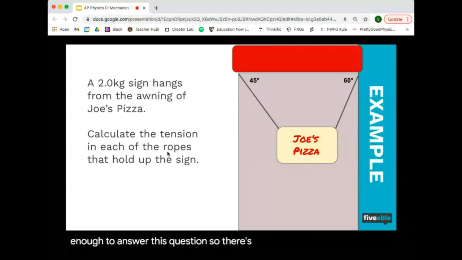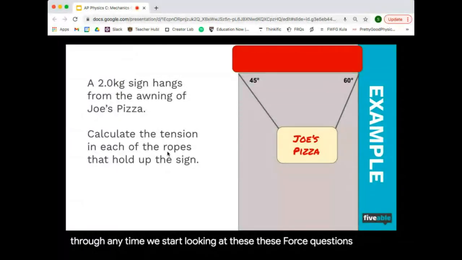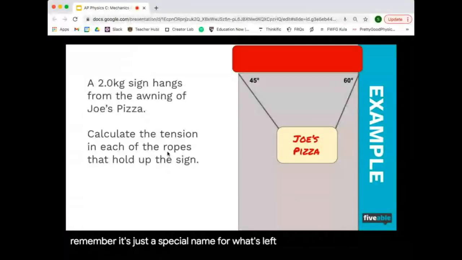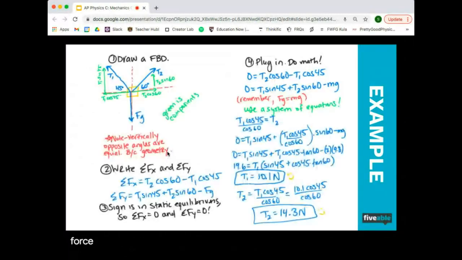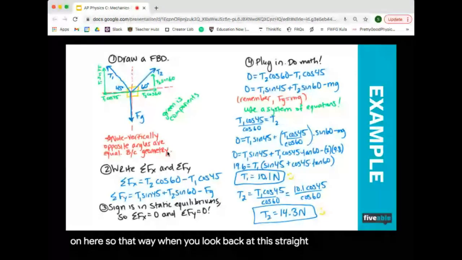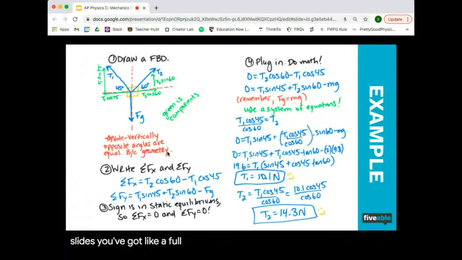There are going to be some steps to go through anytime we start looking at these force questions. Tension, remember, is just a special name for the force in each of the ropes. Ropes have tension. It's a specific kind of force. So we're looking for the force in each of the ropes. There are a lot of words here, and we're going to walk through it together. Notice first that I color-coded for you, and I purposely put all this on here so that when you look back at this stream and these slides, you've got a full-on example, because most of this is just math, and it's algebra. It's not even calculus, but that doesn't mean that it's easy, right?